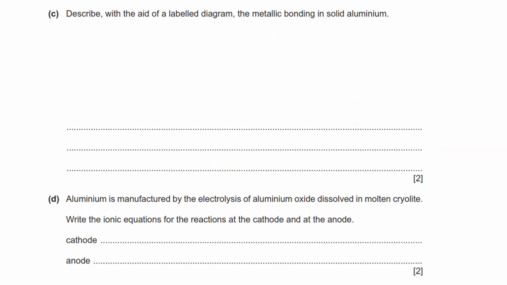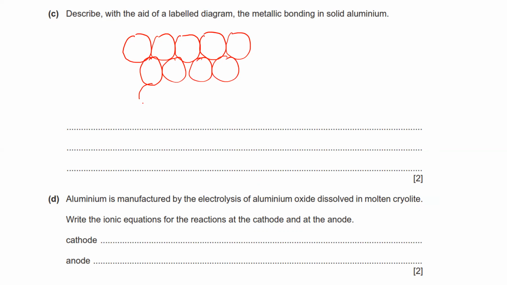Then part C says describe, with the aid of a labeled diagram, the metallic bonding in solid aluminum. So remember, the metallic bonding is actually between the aluminum positive ions and a delocalized sea of electrons that is around them. They are densely packed, with very strong electrostatic forces.